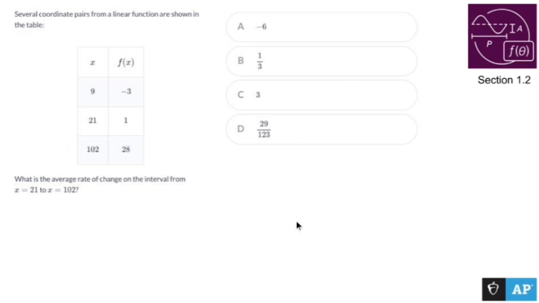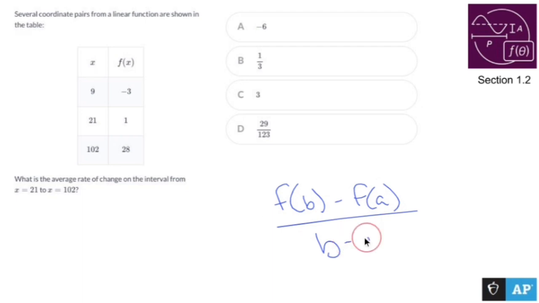All right, well, rate of change is the formula f of b minus f of a over b minus a. I can call you A, I can call you B. It really doesn't matter. So you'll be A, you'll be B, you'll be f of a, you'll be f of b, and now it just becomes a nice little PEMDAS problem. F of b is 28 minus f of a, which is 1. Spoke too soon. B is 102 minus a is 21.